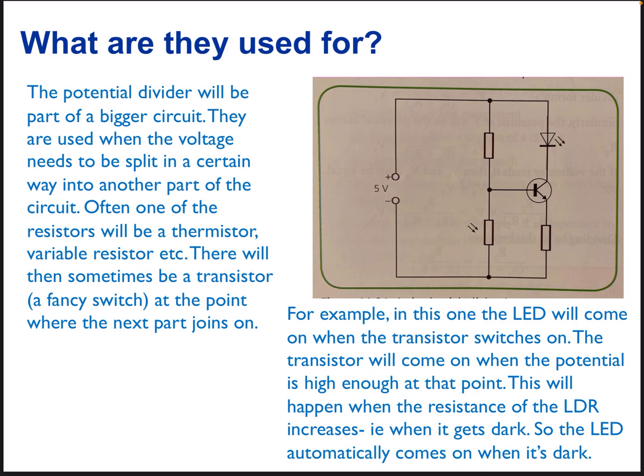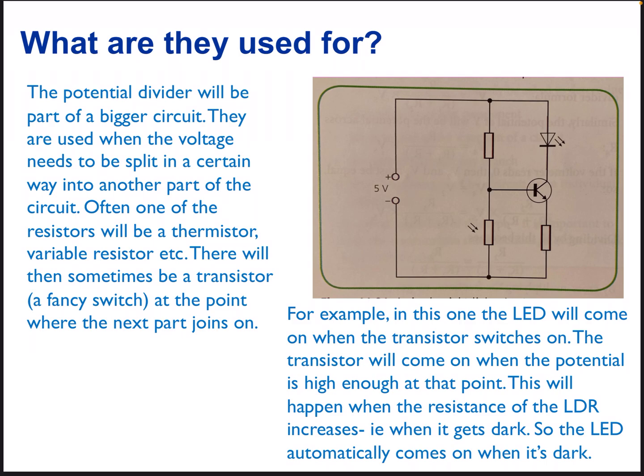One of your resistors could be a thermistor or a variable resistor or an LDR, something like that. Basically some kind of variable resistor, because then the resistance of that one changes, which also affects the split of the voltage, which then will affect the other part of the circuit. You might also get a transistor, which is basically a fancy automatic switch at the point where the next part of the circuit joins on.